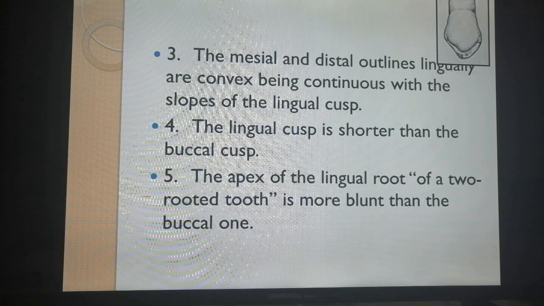Number 3, the mesial and distal outline lingually are convex, being continuous with the slopes of the lingual cusp. Number 4, the lingual cusp is shorter than the buccal cusp. Number 5, the apex of the lingual root of a two-rooted tooth is more blunt than the buccal one.